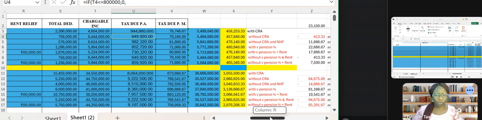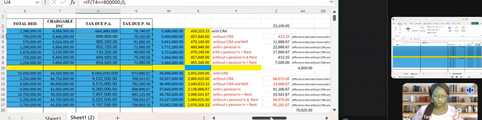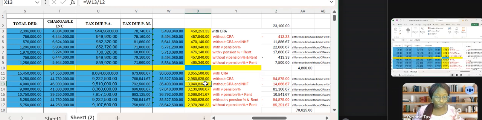So now, if we want to say, okay, the high net worth individuals with CRA, they were taking 3.3 million. Without CRA is now 2.9. That's a 94,000 difference. Then you say, okay, without CRA and National Housing Fund, with voluntary pension is actually the best scenario here. With voluntary pension without rent relief, say you don't want to hear anything about giving your rent receipt, it's 3.1. With it plus rent is 3.0. Without both it's 2.9, which is just a 94,000 naira difference.